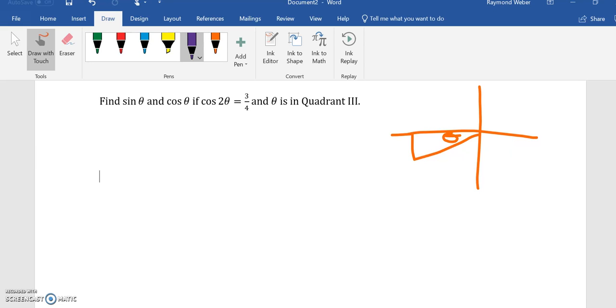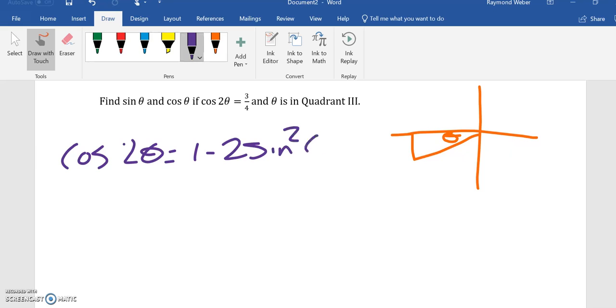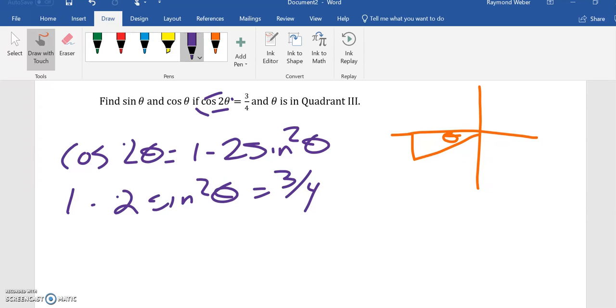But I'm going to work myself down to that piece of information. Now, I want to get back to theta. So I'm looking at my double angle identities because I have a double angle. I want to rewrite this into one of them. And so I'm going to choose to rewrite cosine 2 theta as 1 minus 2 sine squared theta. So I'm going to change this over here to 1 minus 2 sine squared theta equals 3/4.